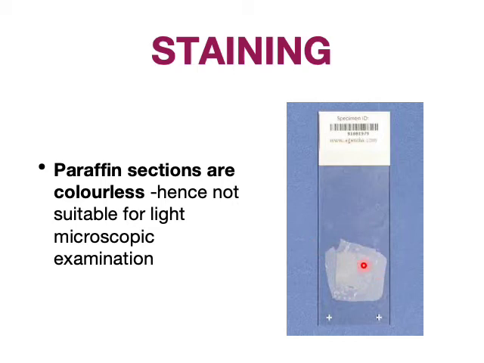If you observe this, the tissues are colorless. Hence, we cannot study it properly under the light microscope, because the paraffin sections are colorless. They are not suitable for light microscopic examination. So what to do? We have to stain the tissue so that different cell components will take up the different stains, and we can study the nature of the cells properly under the light microscope. So what are the steps for the staining?